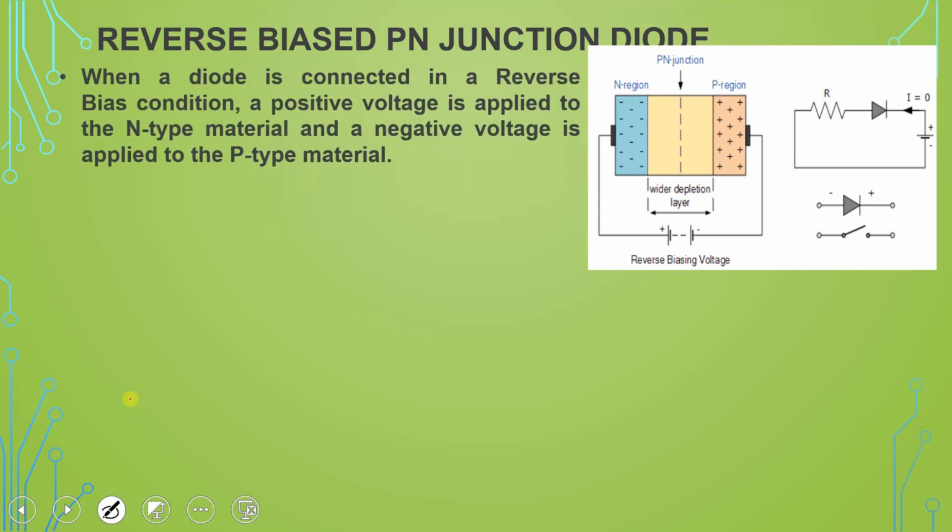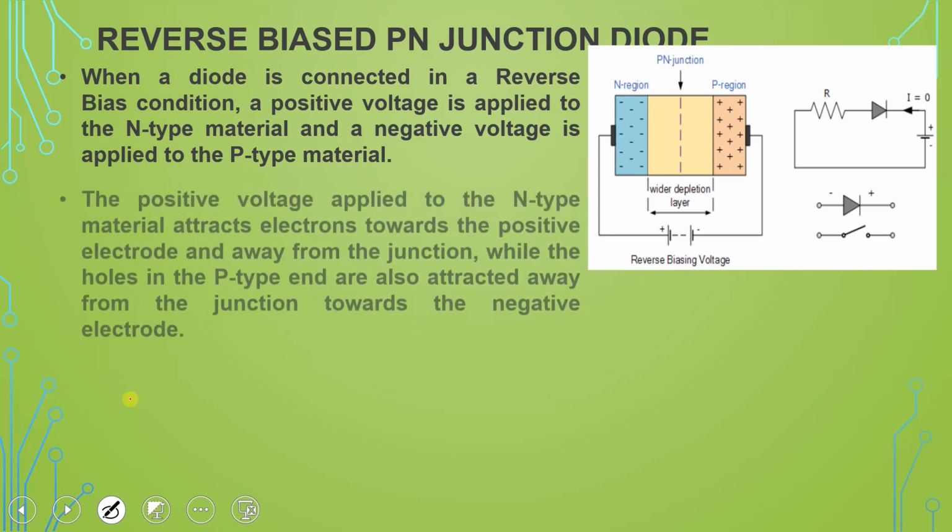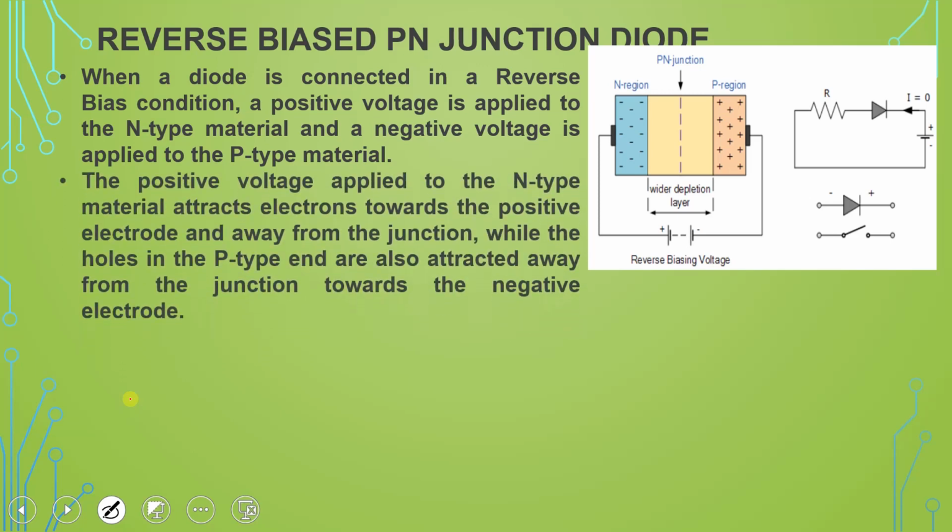Now, when a diode is connecting in a reverse bias condition, a positive voltage is applied to N-type material and a negative voltage is applied to the P-type material. The positive voltage applied to N-type material attracts electrons towards the positive electrode and away from the junction, while the holes in the P-type are also attracted away from the junction towards the negative electrode. Because of this, the depletion layer is getting wider and wider.